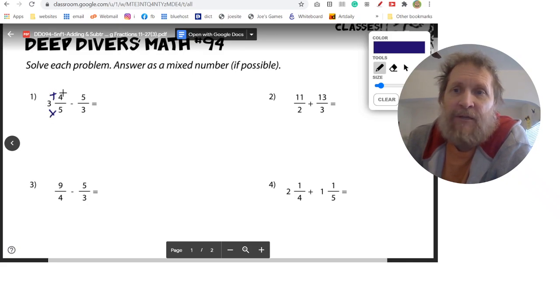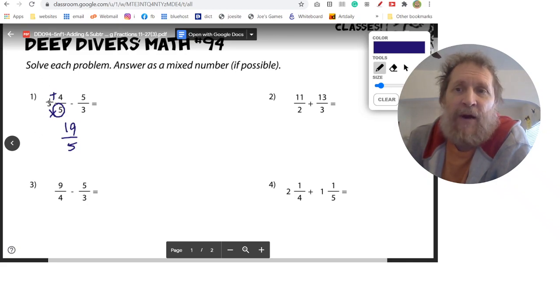I do 5 times 3 plus 4. That's a little multiplication sign. 5 times 3 plus 4. So I'm going to rewrite this as 5 times 3 is 15 plus 4. That's 19 over 5. 19 fifths. The denominator stays the same, but I just find out what my numerator is by taking the denominator, multiplying it times the whole number, adding it to the numerator.